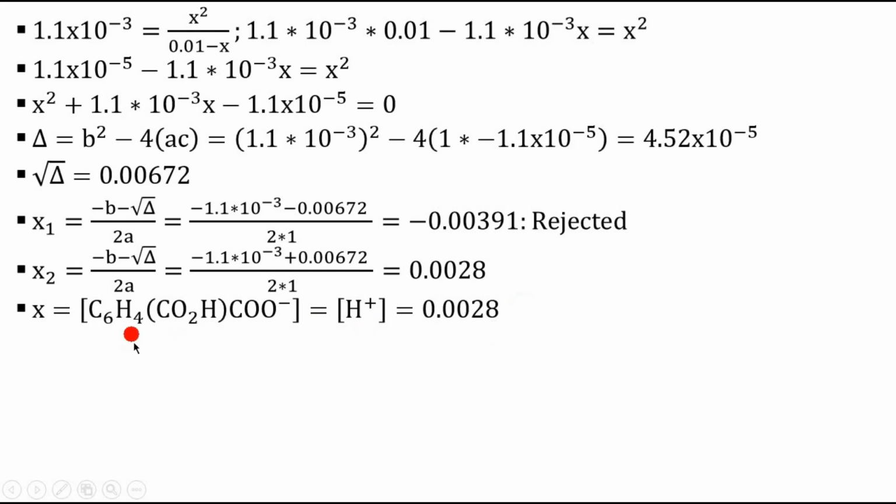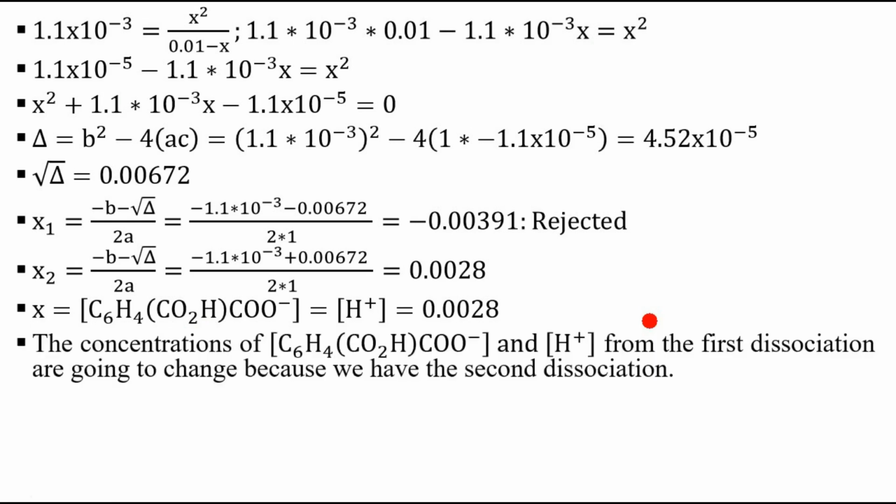Remember also that this one is going to dissociate in the second round. Now we have the concentration of H plus, which is equal to the concentration of this one from the first dissociation, but these are going to change. You cannot keep this value because the H plus will change, since this one will dissociate again to give H plus. This also is going to change because it will dissociate. So at equilibrium we are not going to have this amount of H plus, and we are not going to have this amount of this compound, because they are going to change in the second dissociation.